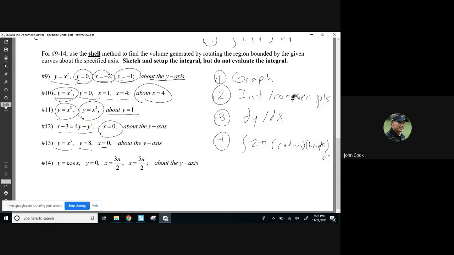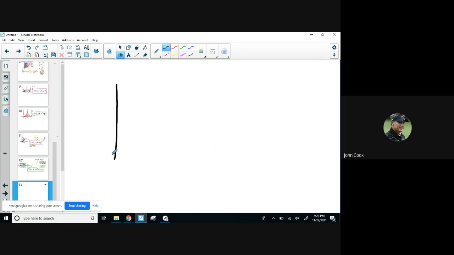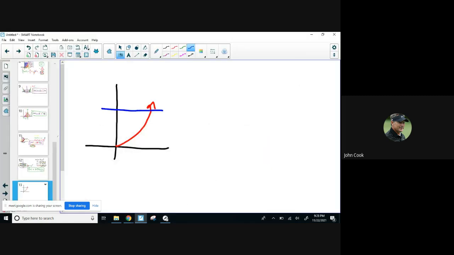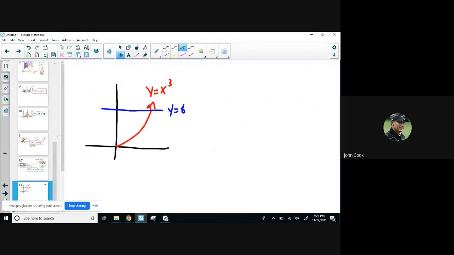So 13, oh, this is a lot easier. We've got y equals x to the third, y equals 8, and x equals 0. So for this one, let's see how it looks. It's x to the third. And then y equals 8, yeah, y equals 8. And then x equals 0 probably. There we go. So it's this shaded region here.